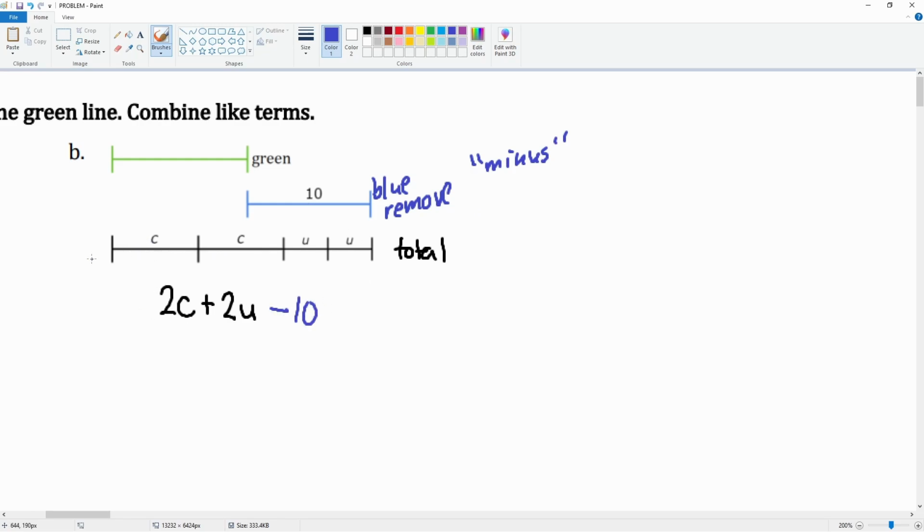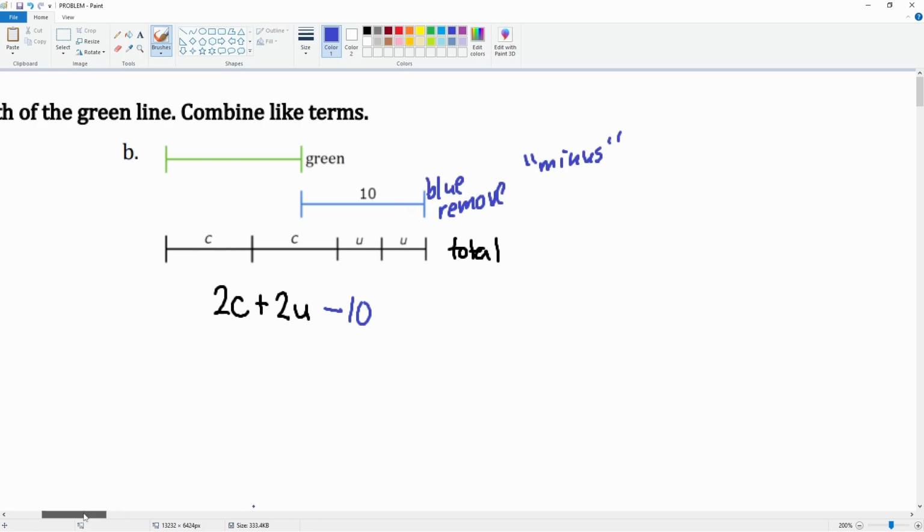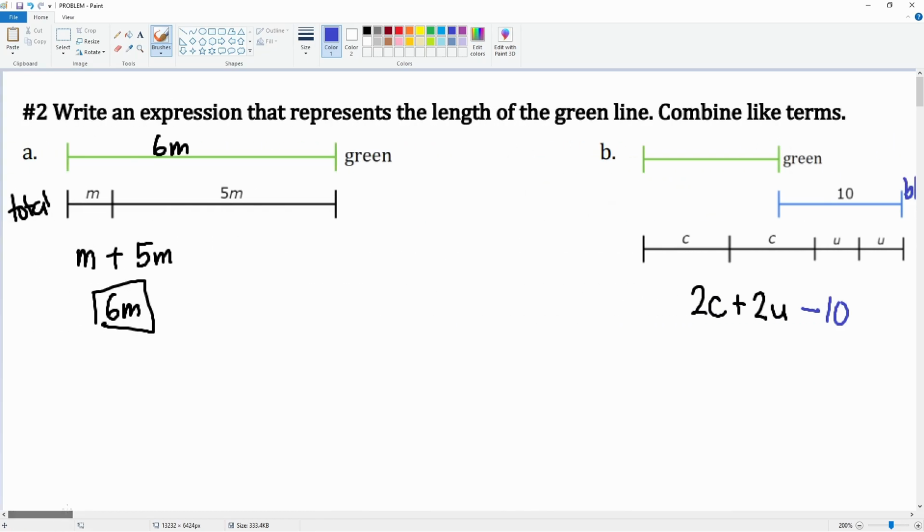So if we have the total line of 2C plus 2U, then subtract that blue part, we'll get what is left over, which is the green. So this expression of 2C plus 2U minus 10 is the equation that represents the green line for B.